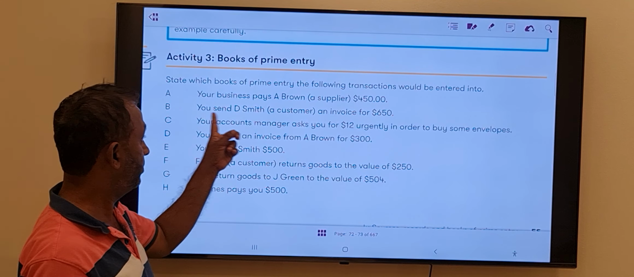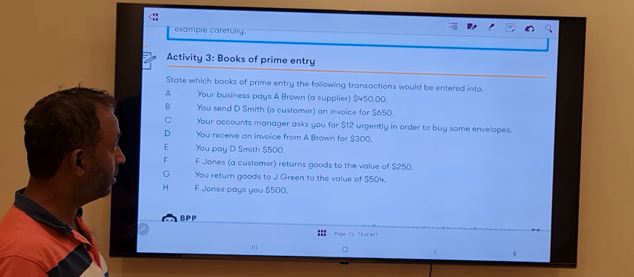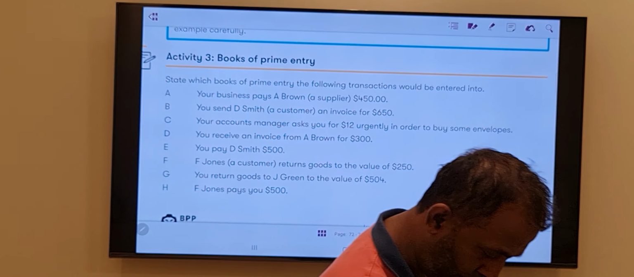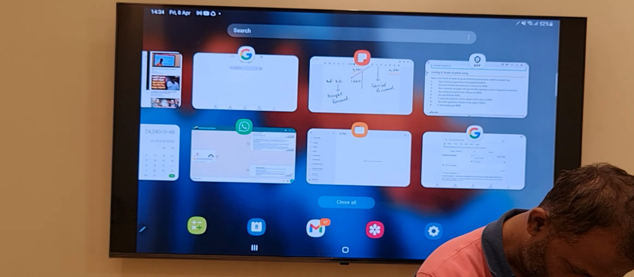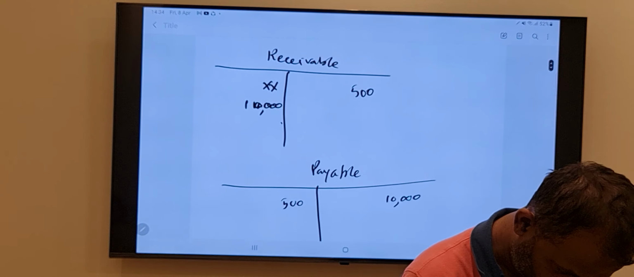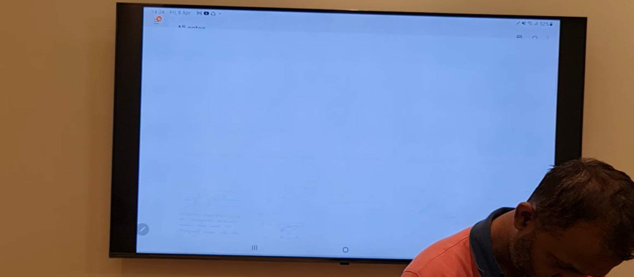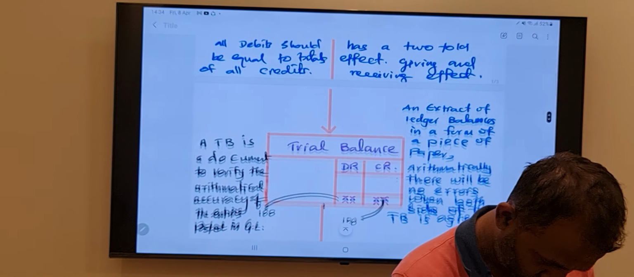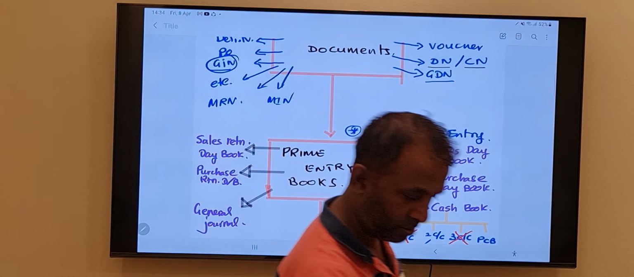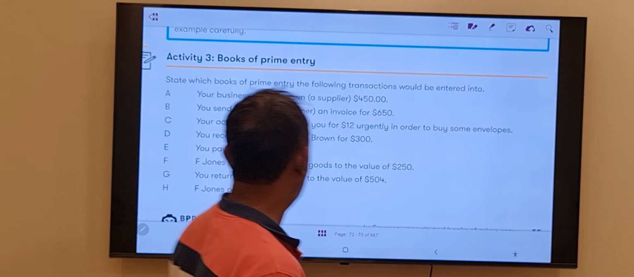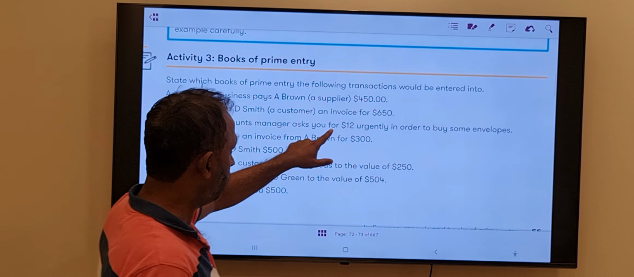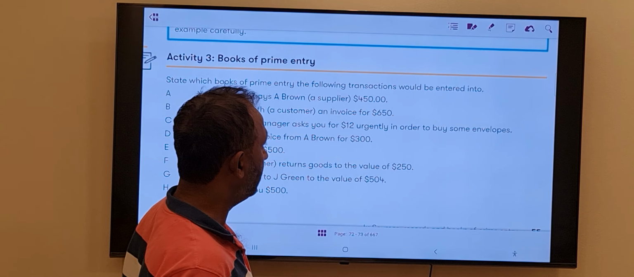Therefore, the second one is credit sales, so sales day book. Prime entry books. If you remember the diagram that I showed you, this one, sales day book. Understood? Okay.